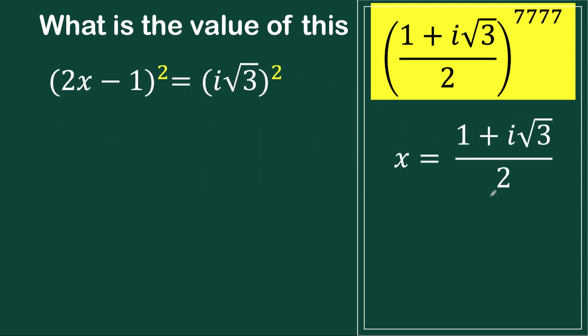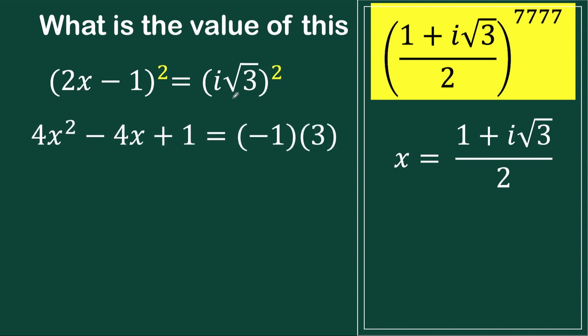Now, let's remember this value of x. We're going to go back to this later on. Now, let's expand this binomial at the left. This is the result. And at the right side, raise that to exponent number 2. So we have i squared, which is equal to negative 1, and the square root of 3 squared is equal to positive 3. Now, the right side is equal to negative 3.